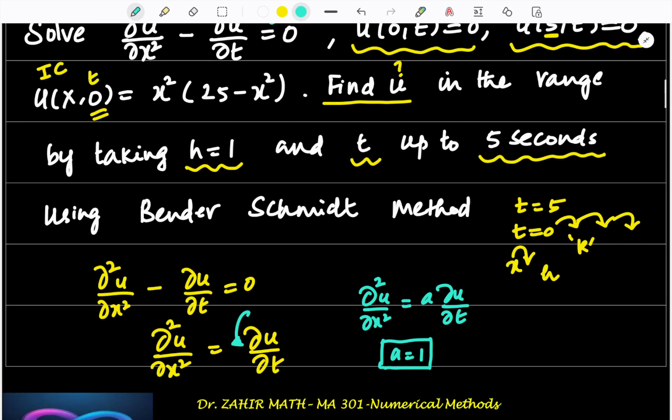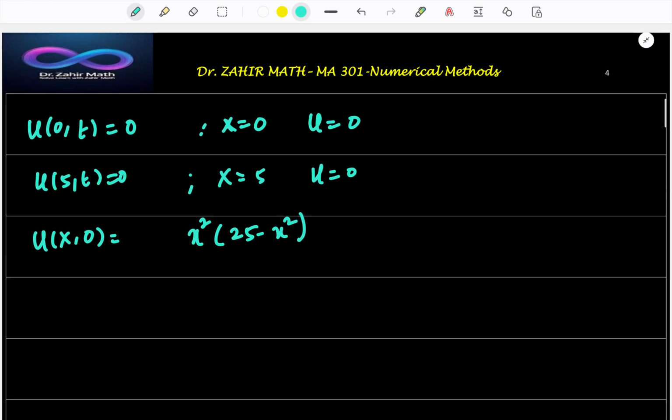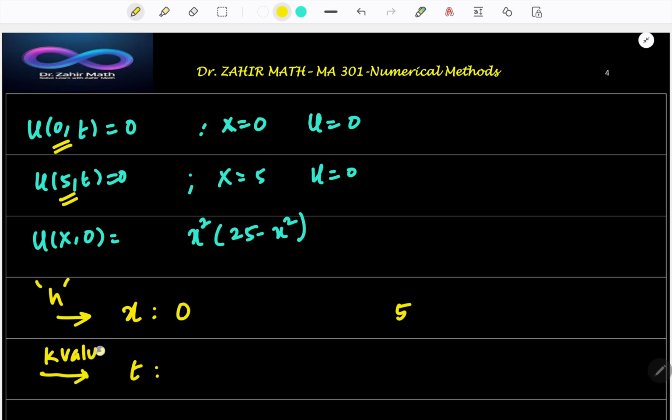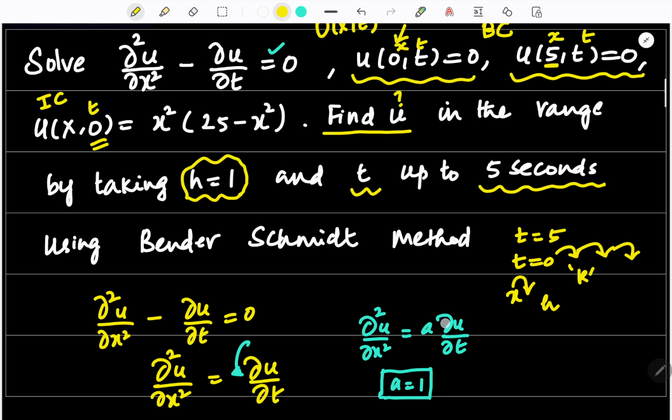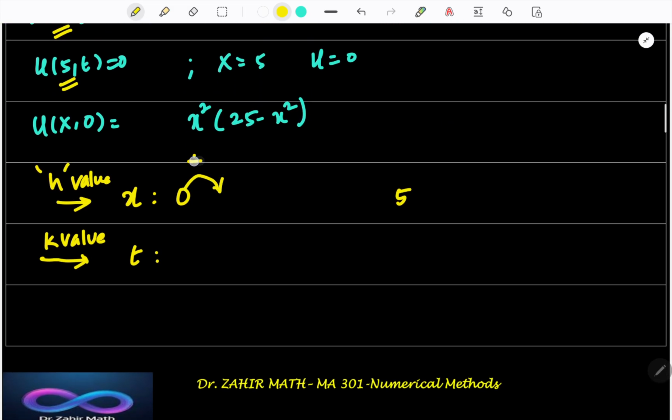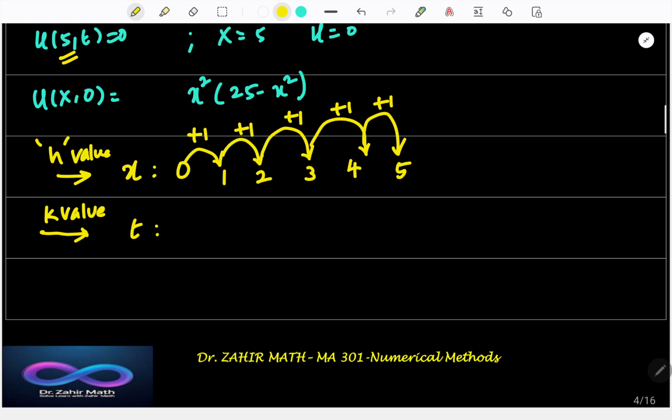You are going to find u in the range by taking h equal to 1. Look at the x value. The starting value for x is 0. The ending value for x is 5. x depends on the h value, and t depends on the k value. Keep in your mind, h value, k value. So x you have to jump according to h. How much is h given? h is equal to 1. So I am jumping 0 plus 1 which is 1, and 1 plus 1 is 2, and 2 plus 1 is 3, and 3 plus 1 is 4, and 4 plus 1 is equal to 5. So these are your x values.